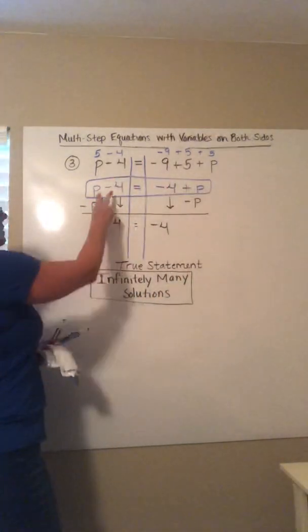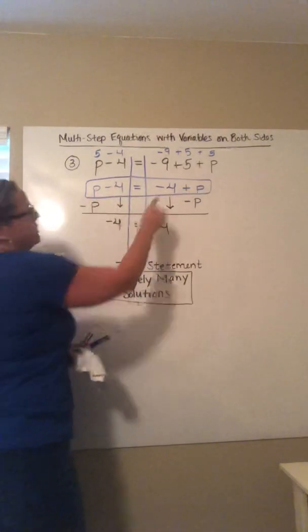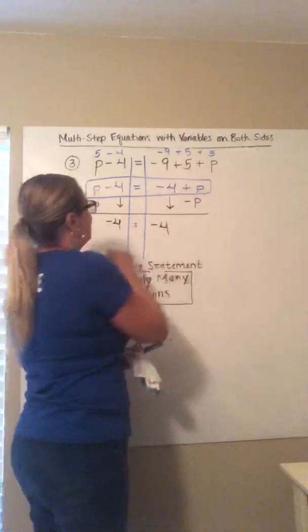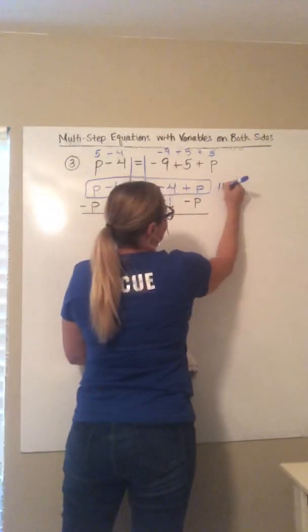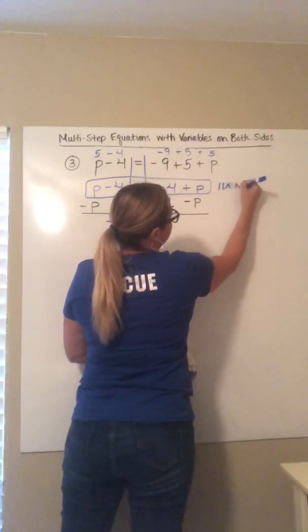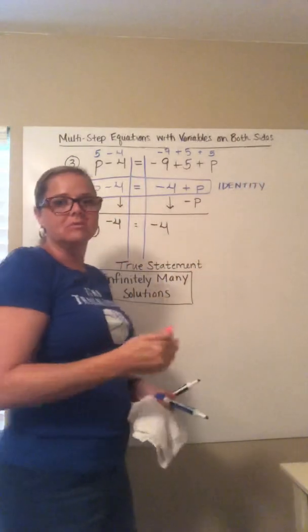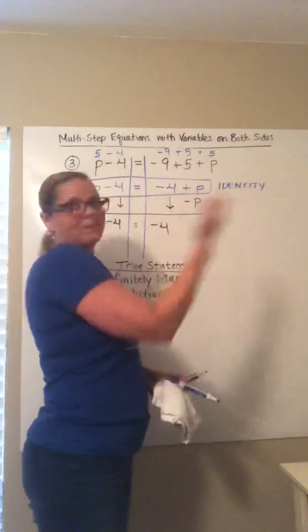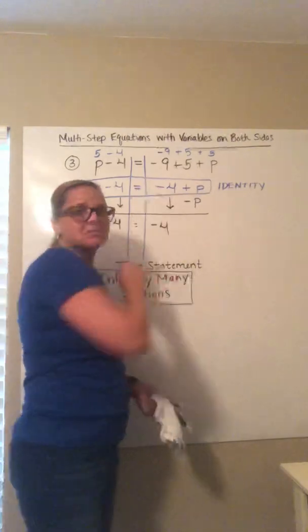Right there, I noticed that the left side says p minus 4. This side says -4 plus p. These are exactly the same. When those sides are exactly the same, you'll also sometimes see this called an identity. Think about your identity. My identity is when I look in the mirror, I see myself, right? So this guy looks across the equal sign and sees himself.